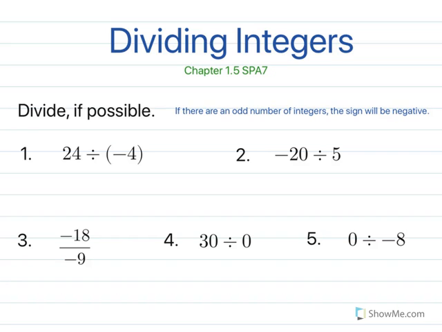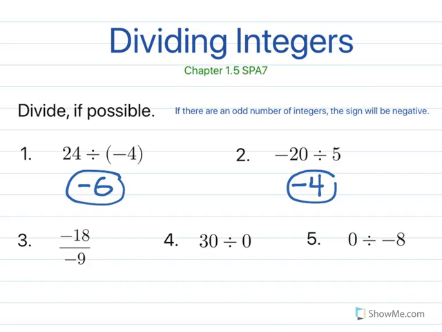So for number 1, we have 24 divided by 4, which is going to be 6. And then we look at the signs. There's one sign, which is an odd amount, so the answer is negative. So we have negative 6. For number 2, we have 20 divided by 5, which is 4. And we only have one negative sign, so that's an odd amount. Therefore, the answer is going to be negative.